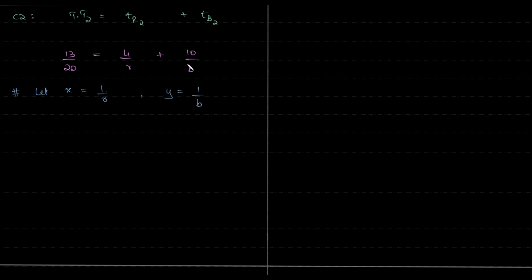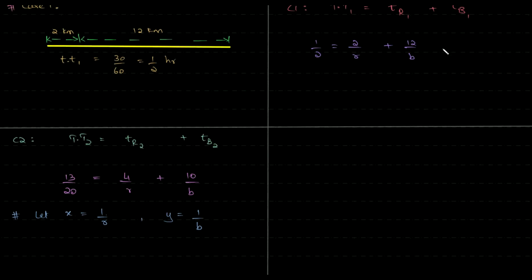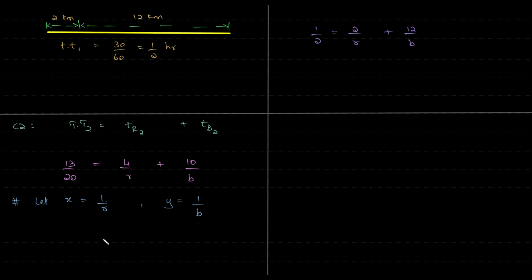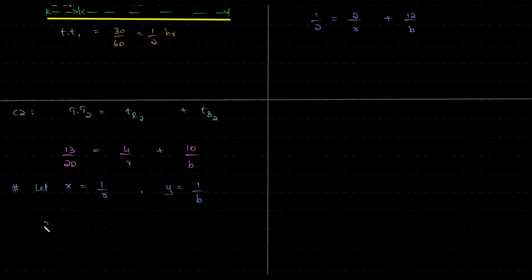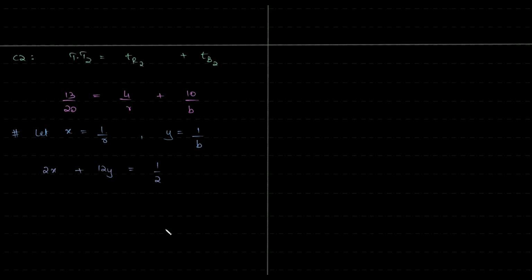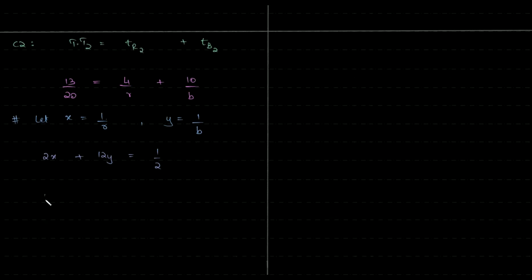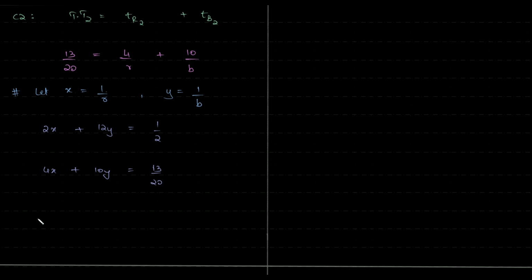Why are we doing this? These equations are not in their linear form, so we have to convert to linear form and then solve it. Now we have the final step, that is 2x plus 12y is equal to 1 by 2, and we have 4x plus 10y is equal to 13 by 20.